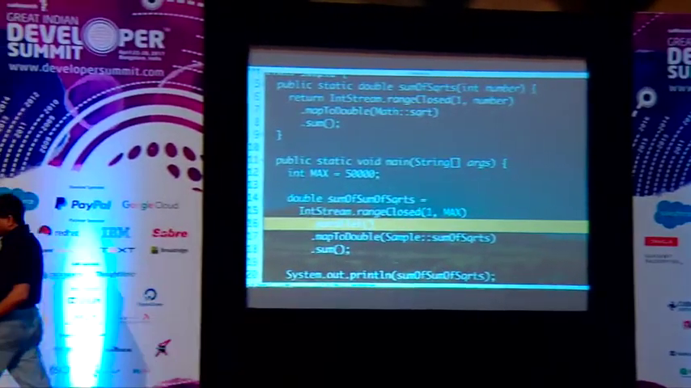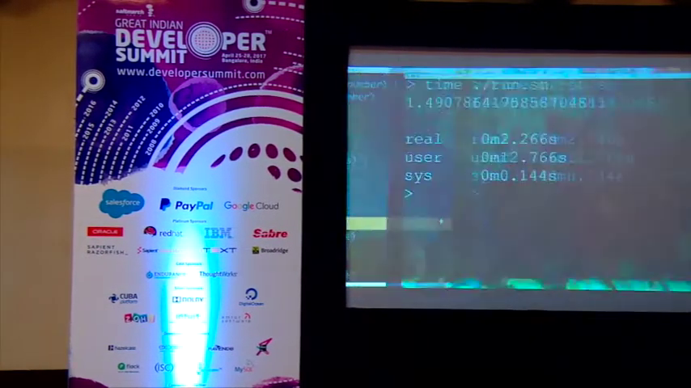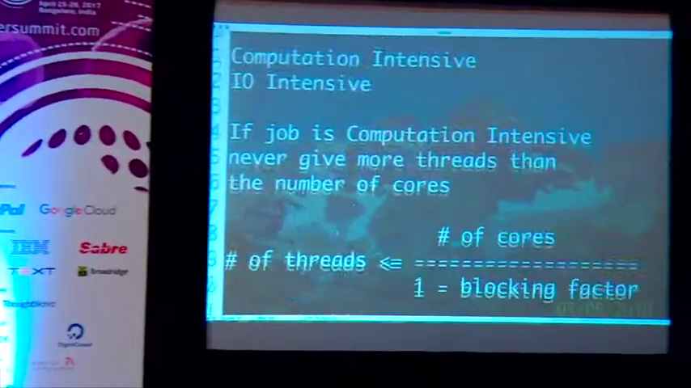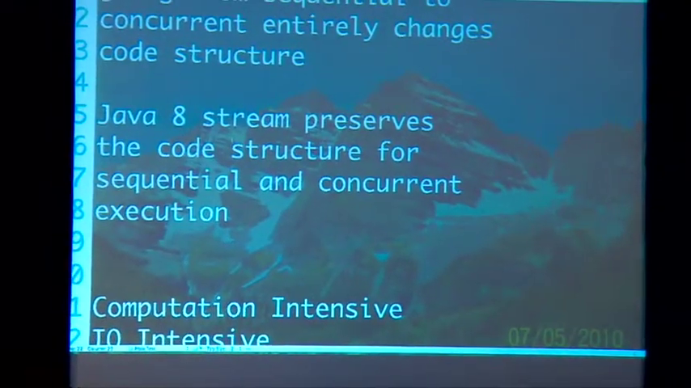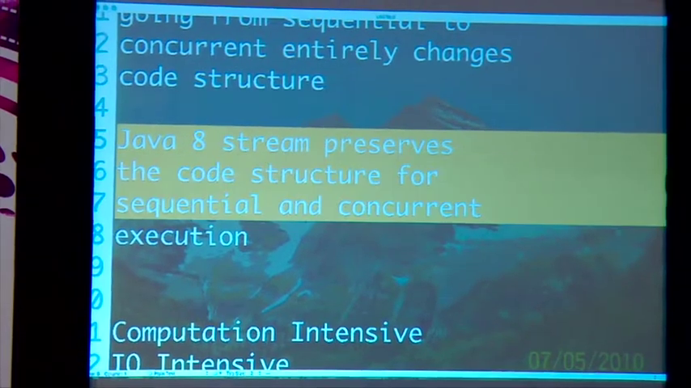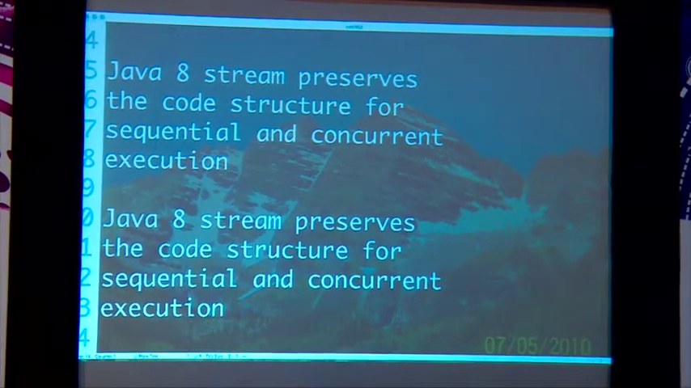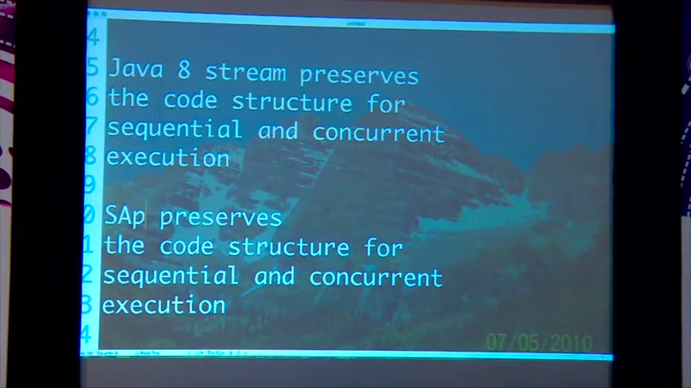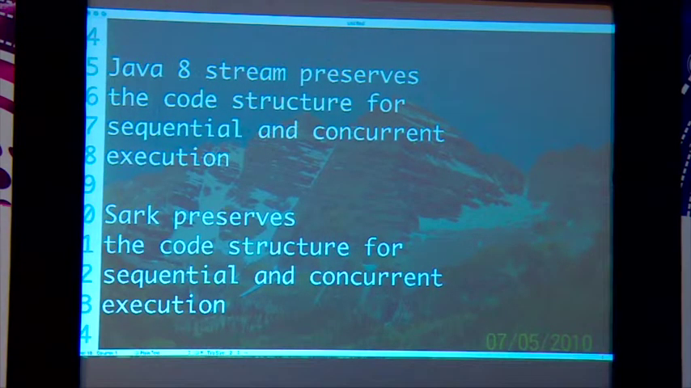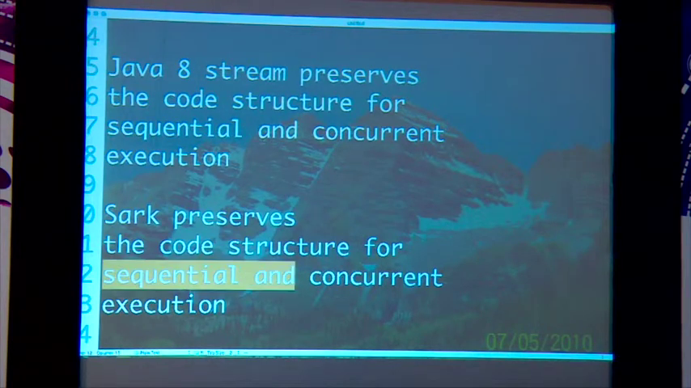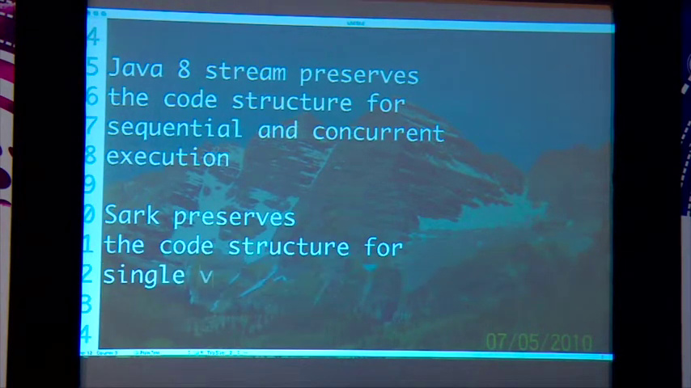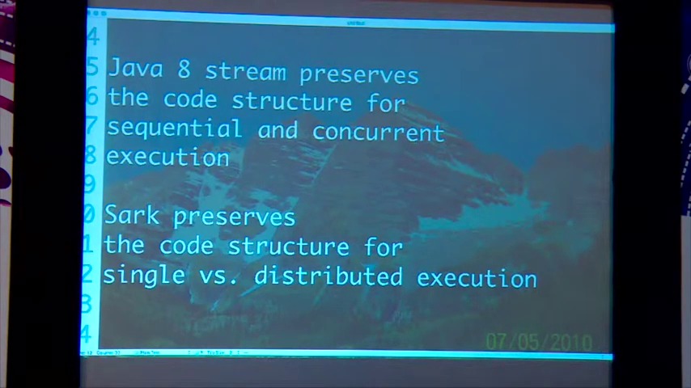So what Spark says is the following. This is the way to think about the relationship here. So let's go back here. Java 8 Stream preserves the structure of the code from sequential to concurrent execution. Now let's talk about this. What does Spark do? Spark preserves the code structure for single versus distributed execution. Isn't that beautiful? So that is the way to think about the problem it solves.